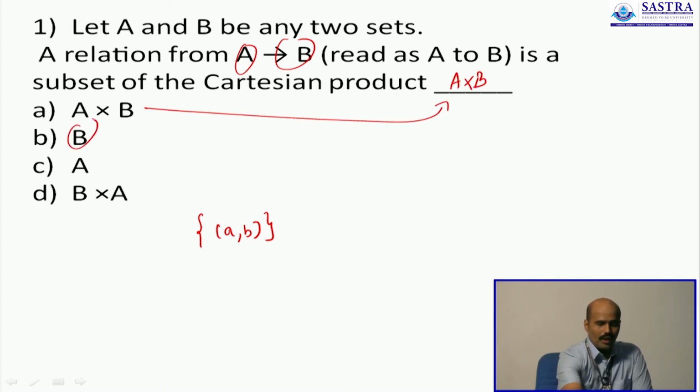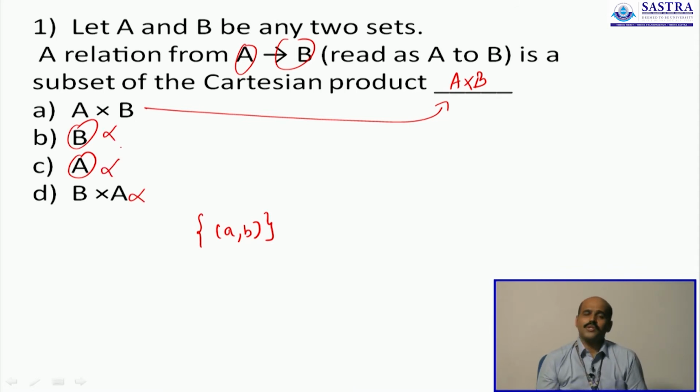These two are not Cartesian products, so they are wrong. The last one is a Cartesian product of the form B cross A, which means you define a relation from set B to set A, and that's not right. So that's not what we want. Therefore options B, C and D are incorrect. Option A suits best the given condition.